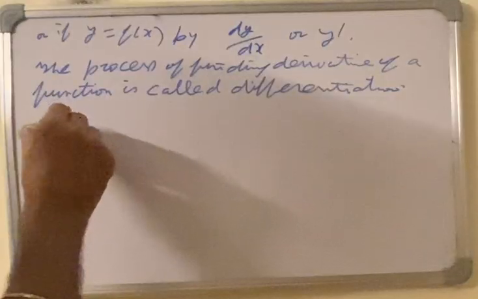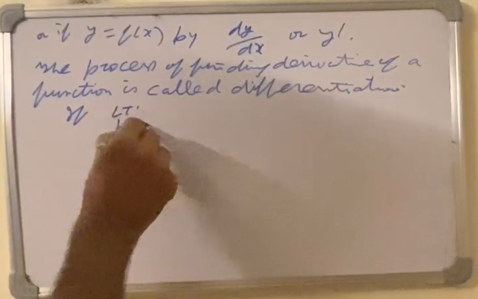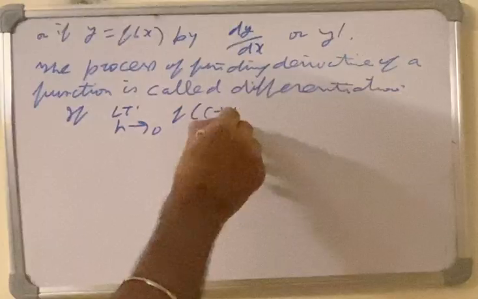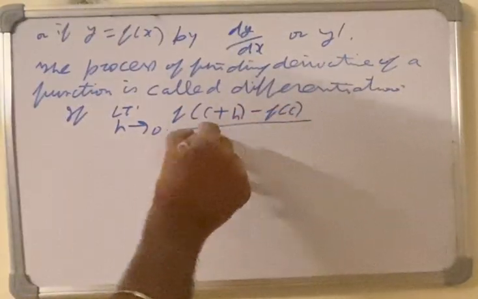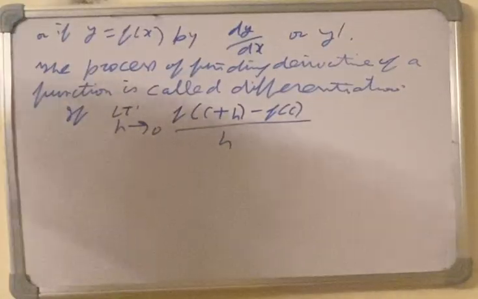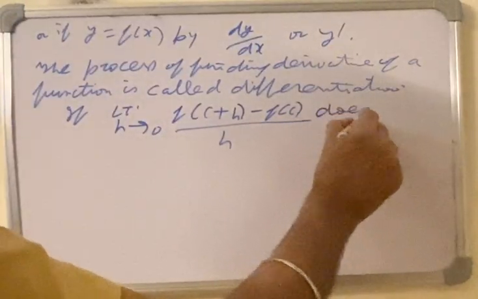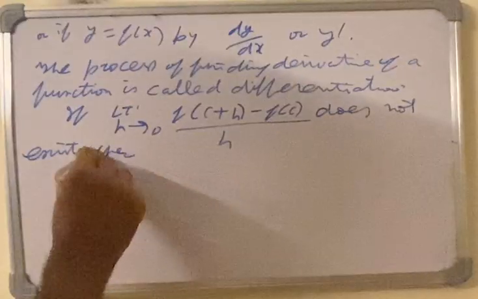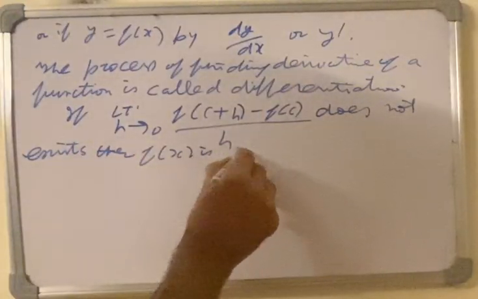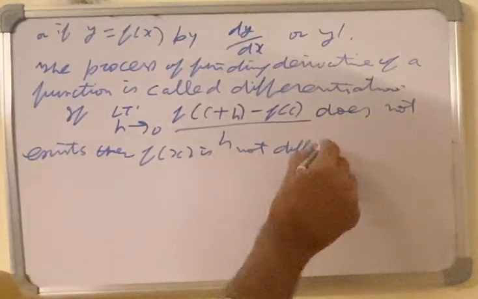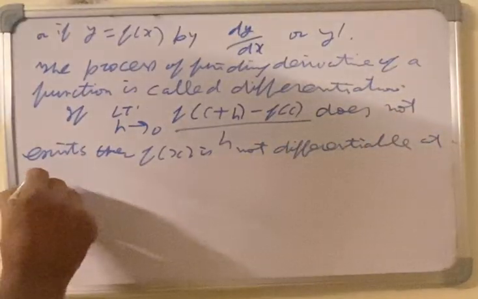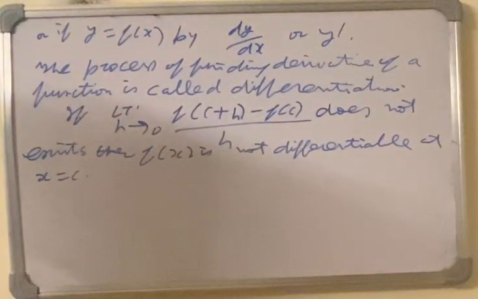If limit h approaches 0, f(c plus h) minus f(c) over h does not exist, then f(x) is not differentiable at x is equal to c, at the point c.